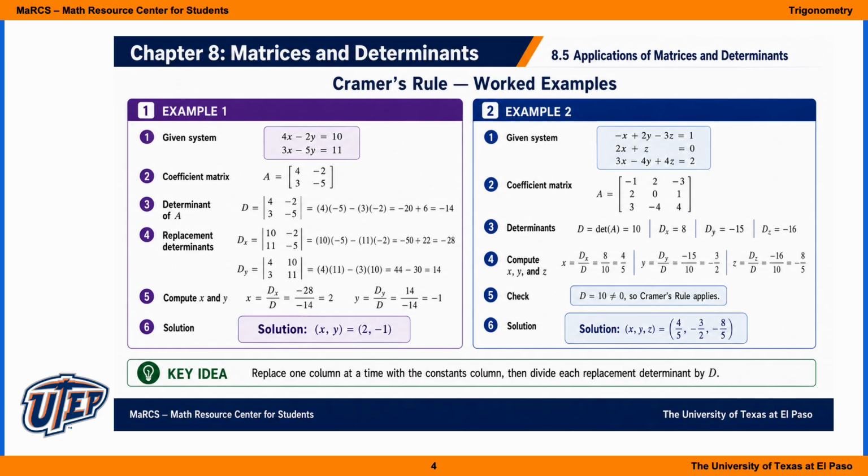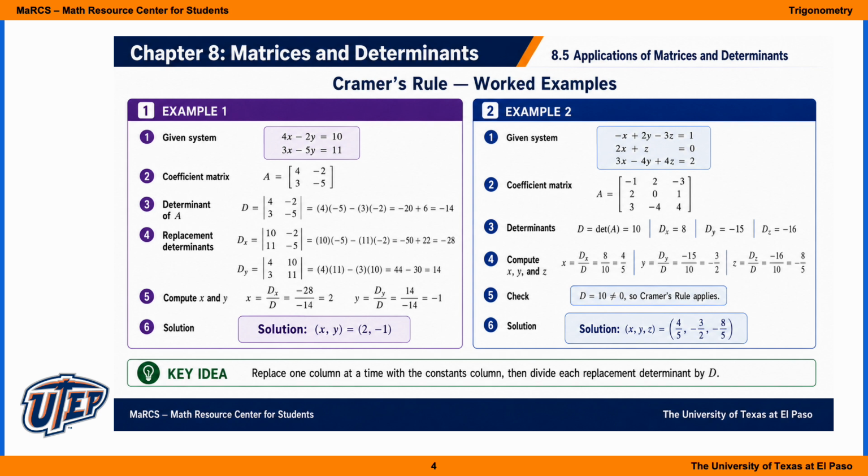Now to find our y variable, we will first need to construct our Dy matrix. So we will delete the coefficients that are in the y column, so the -2 and the -5, and we will replace those with 10 and 11, our constants. And now we can compute the determinant of our Dy matrix. So 4 times 11 minus 3 times 10, and that'll give us 14.